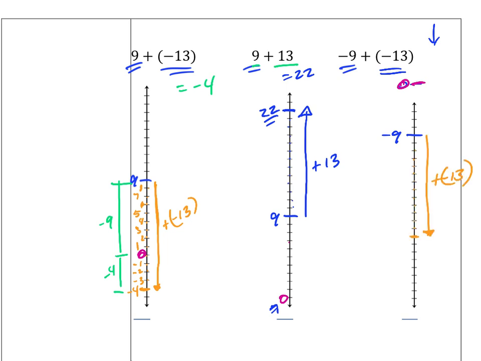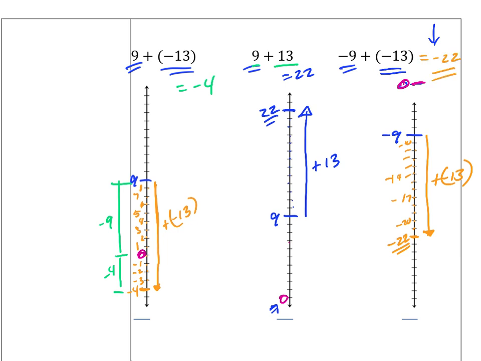So where do you land? Well, this is negative 10, negative 11, negative 12, negative 13, negative 14, negative 15, negative 16, negative 17, negative 18, negative 19, negative 20, negative 21, negative 22 is where we land. So negative 9 plus negative 13 equals negative 22.